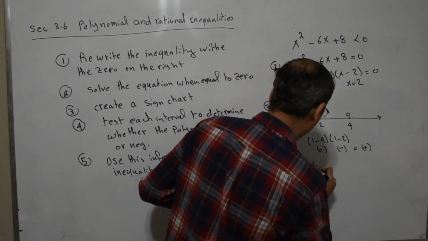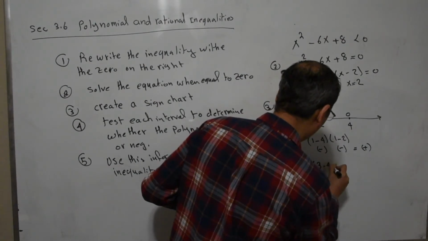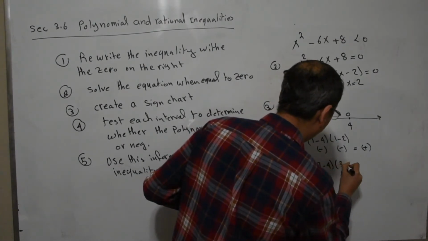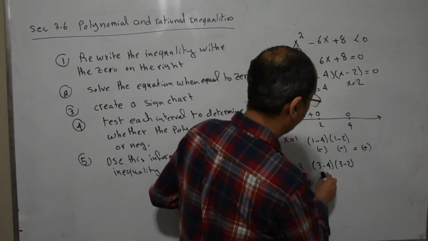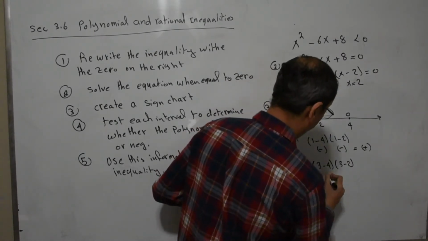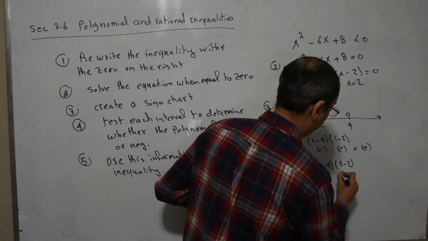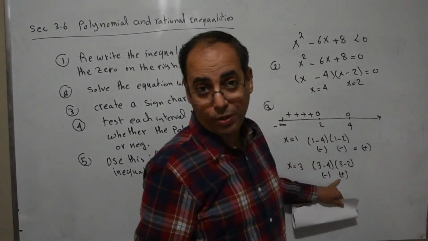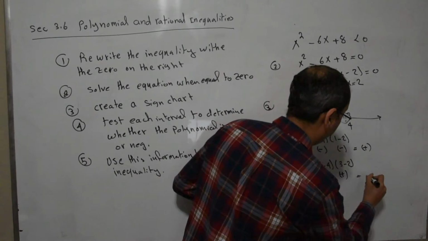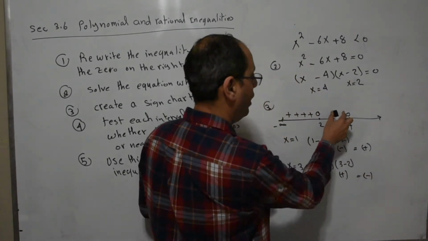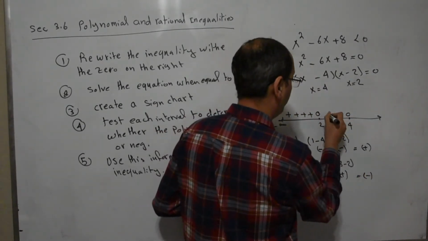And I check, so 3 minus 4 times 3 minus 2. 3 minus 4 is negative 1, and 3 minus 2 is 1, which is positive. So negative times positive is negative. So therefore, in the second interval between 2 and 4, it is negative.